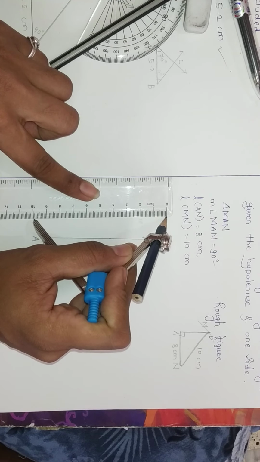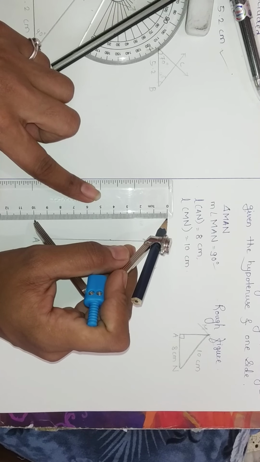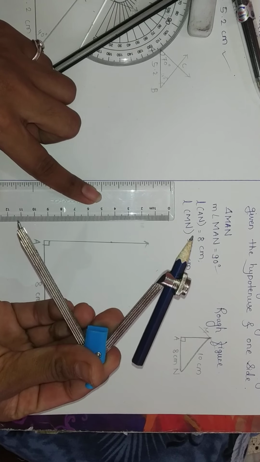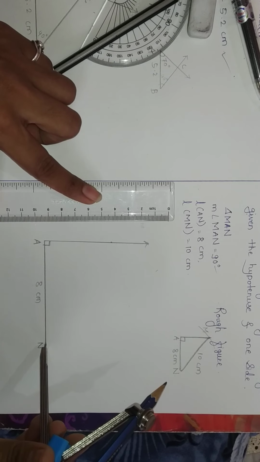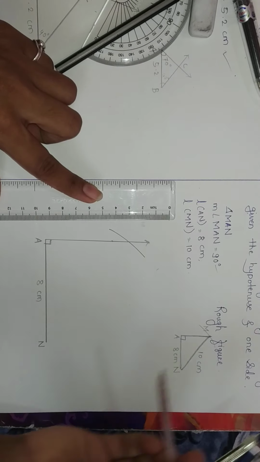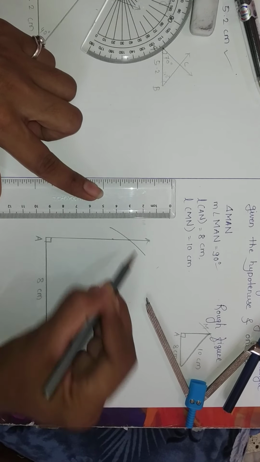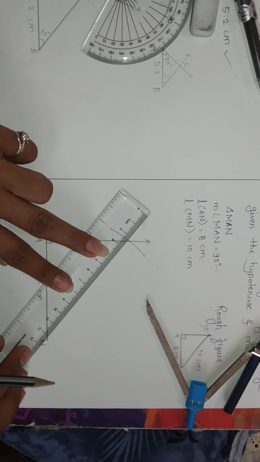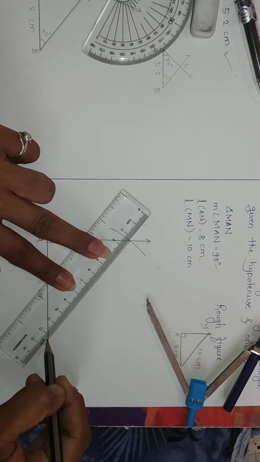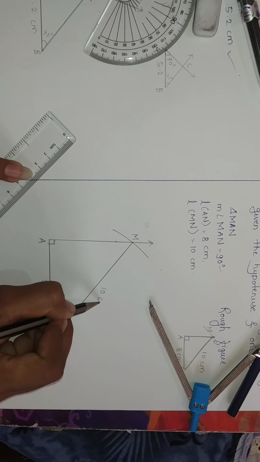We know how to take the 10 centimeter measurement. You can easily see in the video how to take the measurement of 10 centimeter. Now don't change the measurement. Put your compass point on N and draw an arc in this way. Don't overdraw the arc. You can get the point here. Join that point and point N, and give the name M to that point. So this is your 10 centimeter.